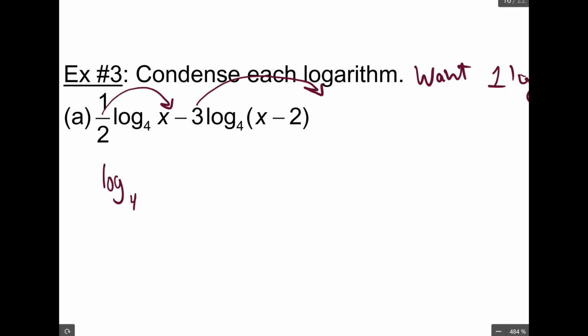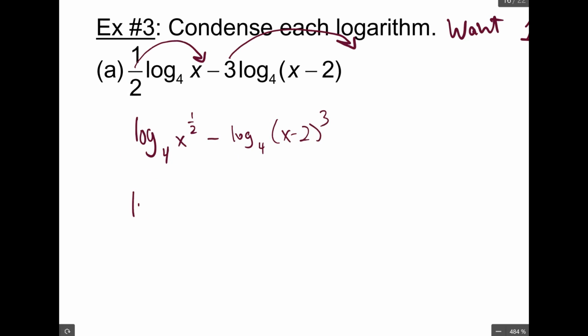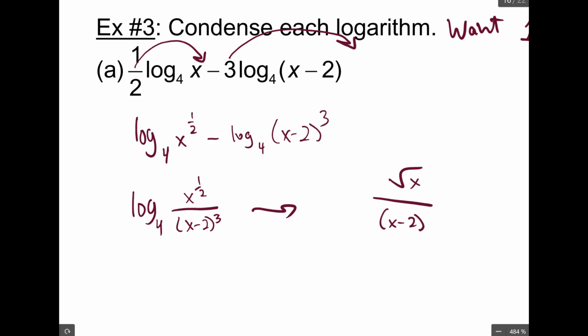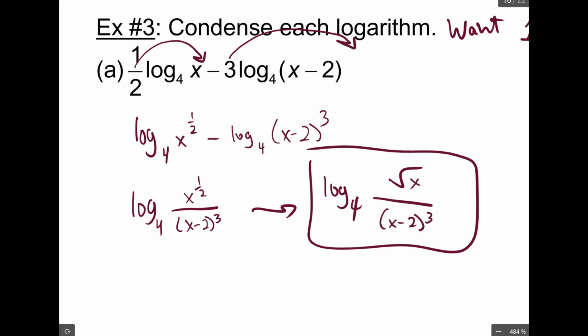So this is going to be log base 4 of x to the 1/2 minus log base 4 of x minus 2 to the 3rd. The subtraction means division, and notice it's both log base 4, so that's awesome. I can actually combine them. So log base 4 of x to the 1/2 over x minus 2 cubed. And then, of course, I can simplify this just a little bit, like rewrite it. So that's the square root of x over x minus 2 cubed, and this is all log base 4. Okay, so awesome. I end up with one log.